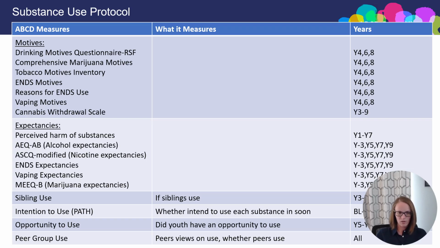From years 5 through 7, we ask, did the youth have an opportunity to use? So even if they haven't used substances, was there a time where they might have been offered marijuana or some other product and they declined to use it? To see, again, looking at things like resiliency factors. We also ask our youth to report on their peer use, as well as their peers' views on use, because we know that relationally it really matters what your peers are doing and what your peers think, and that shapes a lot of behavior in adolescence.